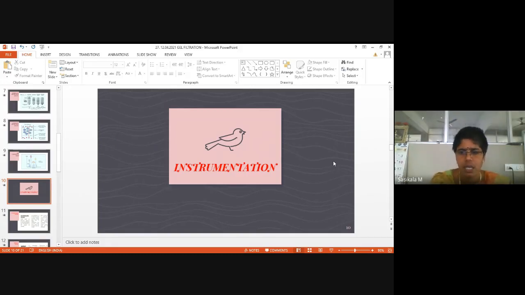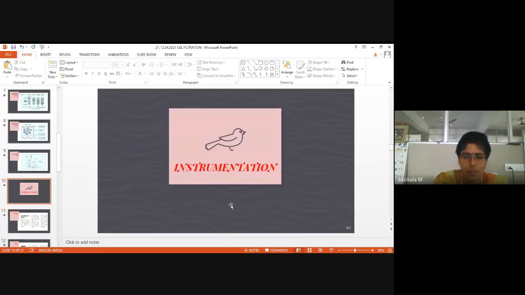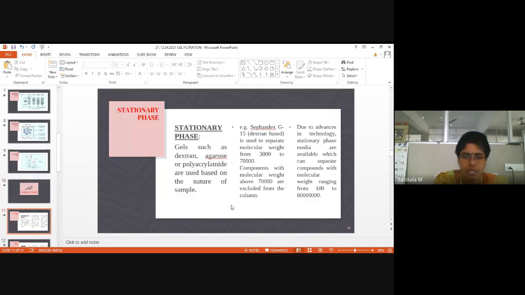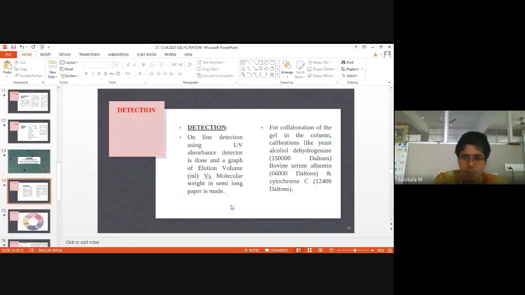As we have discussed, it is a modified form of HPLC. So only the stationary phase, mobile phase, and pattern of elution and detection will be varying. Here, those 4 points I have stated. Under instrumentation, we are going to see stationary phase, mobile phase, elution process, then detection process. This only varies compared with normal HPLC.